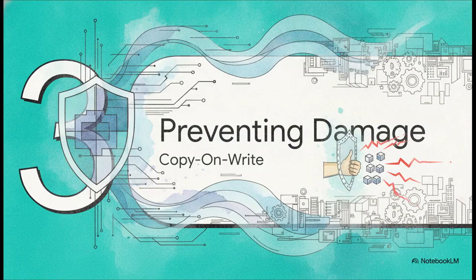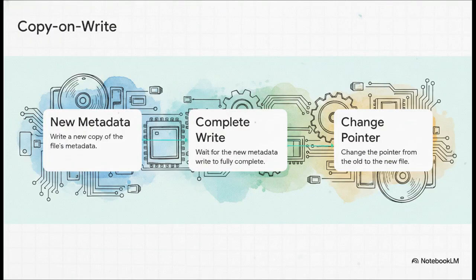Let's look at that first line of defense in Section 3, preventing damage with copy on write. Imagine you change a file, even something simple like renaming it. ReFS doesn't just overwrite the existing metadata. Instead, in Step 1, it writes a brand new, fresh copy of the file's metadata. Then, in Step 2, it waits. It waits for that new metadata to be completely and fully written to the disk. Only then, in Step 3, does it change the pointer from the old file to the new file.